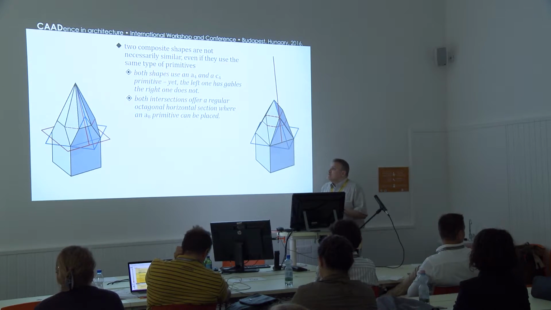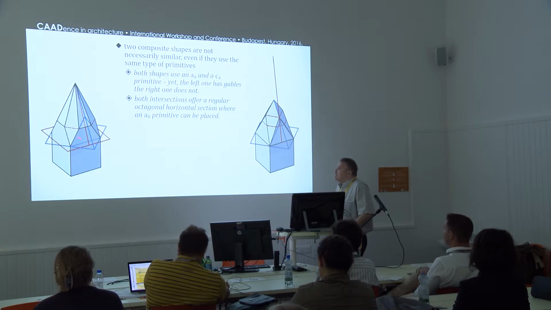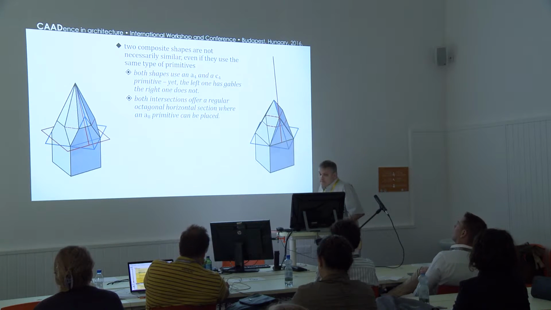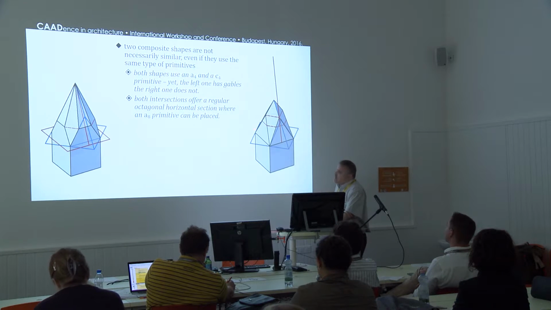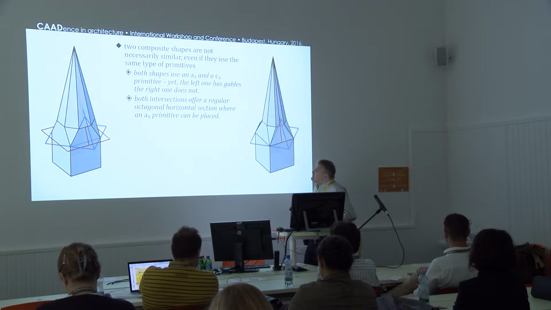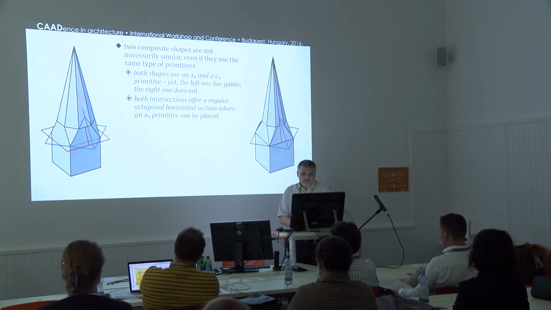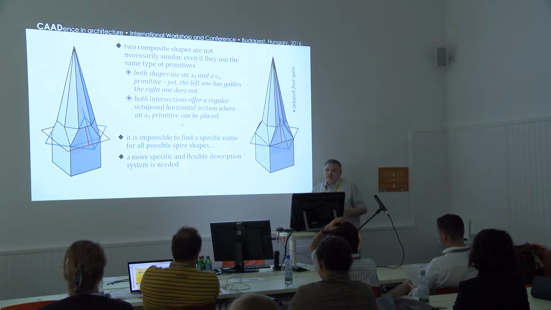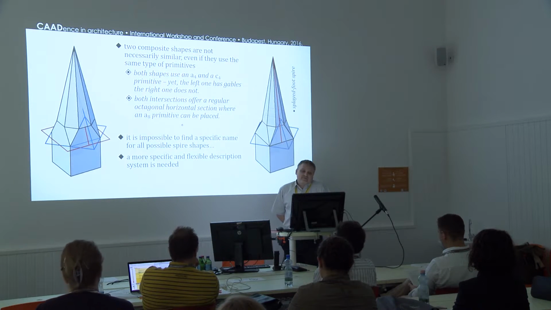So we have to add a new parameter to be able to distinguish between the two, for example. Let me point out that in this case, both shapes have a regular octagonal section. So if you want, in this case, you can put a square-based spire, or in both cases, you can put an octagonal spire on the top of the original shape. So it's more or less obvious that you cannot find a specific name for all possible spire shapes. So you need a notational system.